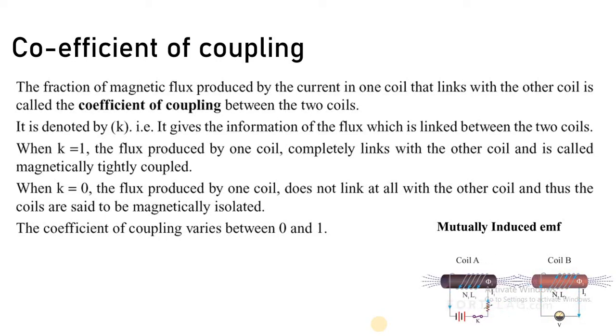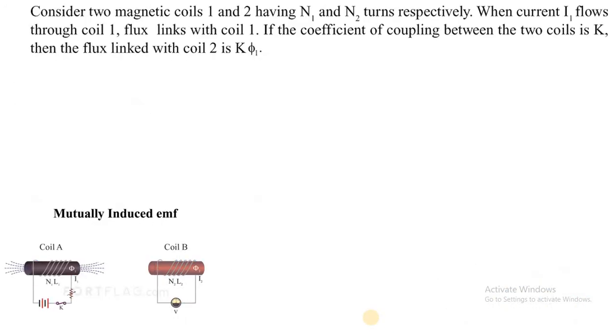And if they have a percentage fraction of linkages, say 50% or 75% or 25%, then the coefficient of coupling value is between 0 and 1. For 50% it is 0.5, for 25% it is 0.25, for 75% it is 0.75. Okay, so the value of the coupling coefficient varies between 0 and 1. Is that clearly understood by all?